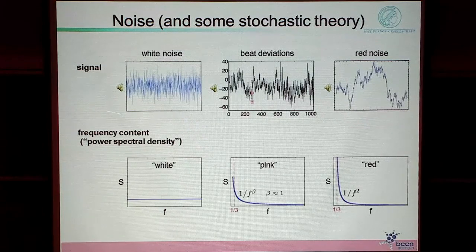Now you understood what we mean by power spectral density. It's just the frequency content. And you can actually tell by looking at these signals that there are low frequencies. Here the red noise, you see, has some kind of vibration, so there are strong low frequencies in here, and not here. They all are equal. And here there are a little bit of low frequencies, but not as strong as here.